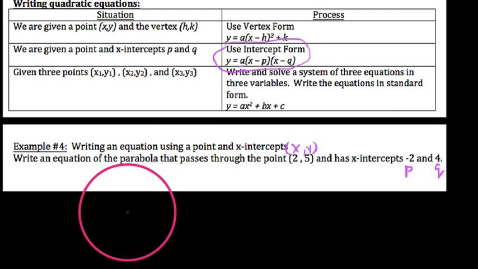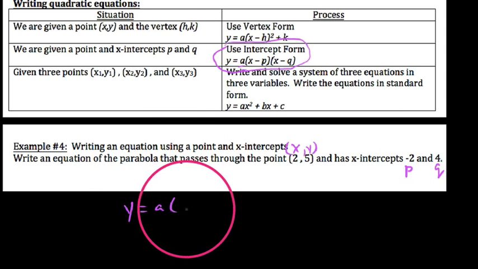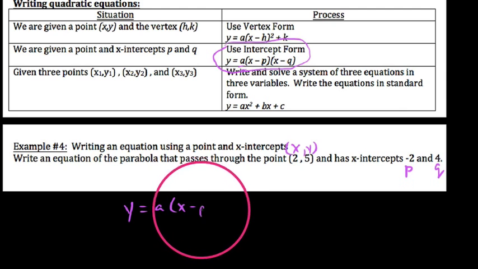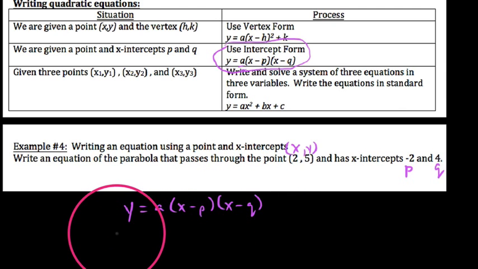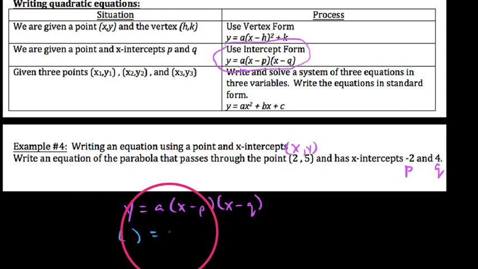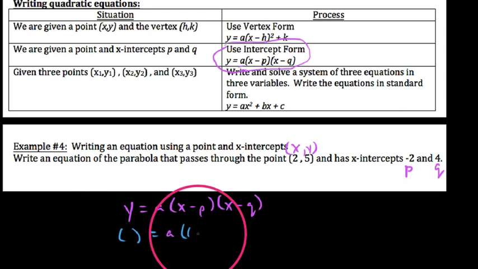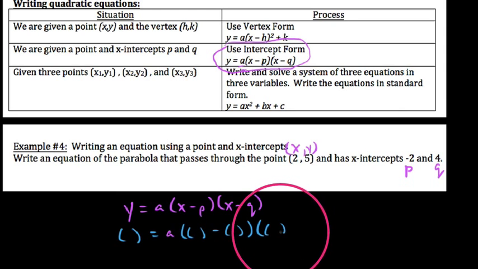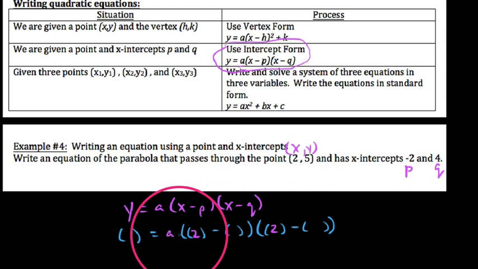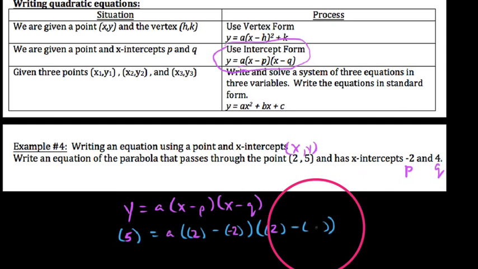But if you want to see the solution, I'm just going to go ahead and start working on it right now. So we have our intercept form. We have our a value, which is always present, and x minus p, x minus q, where these are our intercepts right here. So in this particular instance, y equals a times (x minus p) times (x minus q). We'll go ahead and plug in our x and y pair first. When x is equal to 2, we get a y value of 5. And we also know that one of our intercepts is -2, so I'm going to write a -2 in here, and I'm going to write a +4 here.